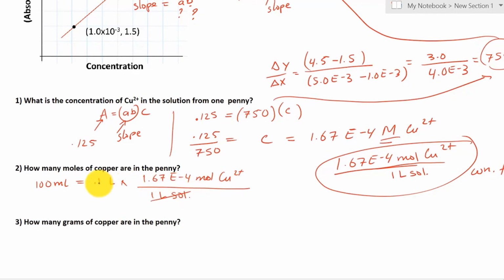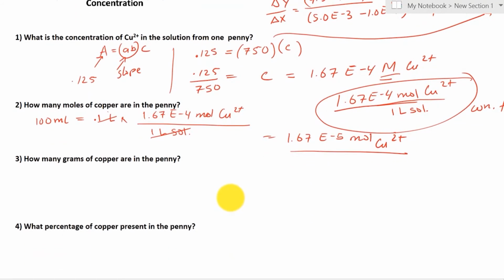Now we can solve for moles of Cu2+, which is 0.1 times 1.67 e to the negative 4. It will be equal to, easy math, 1.67 e to the negative 5 mole of Cu2+. There you go. And that would be the moles of copper in the penny. Isn't that easy?